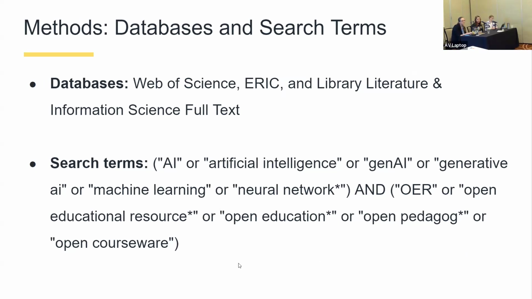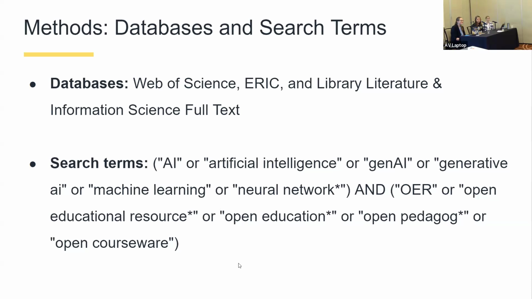What did we find? As far as databases are concerned, we chose Web of Science, ERIC, as well as Library Literature and Information Science Full Text. Web of Science, the reasoning there was because of the breadth and depth that it would have that would cover both AI and OER across many disciplines. We also chose ERIC because of the educational aspect of the journals included in there. And then of course, library literature related database because OER initiatives are often housed in the library.